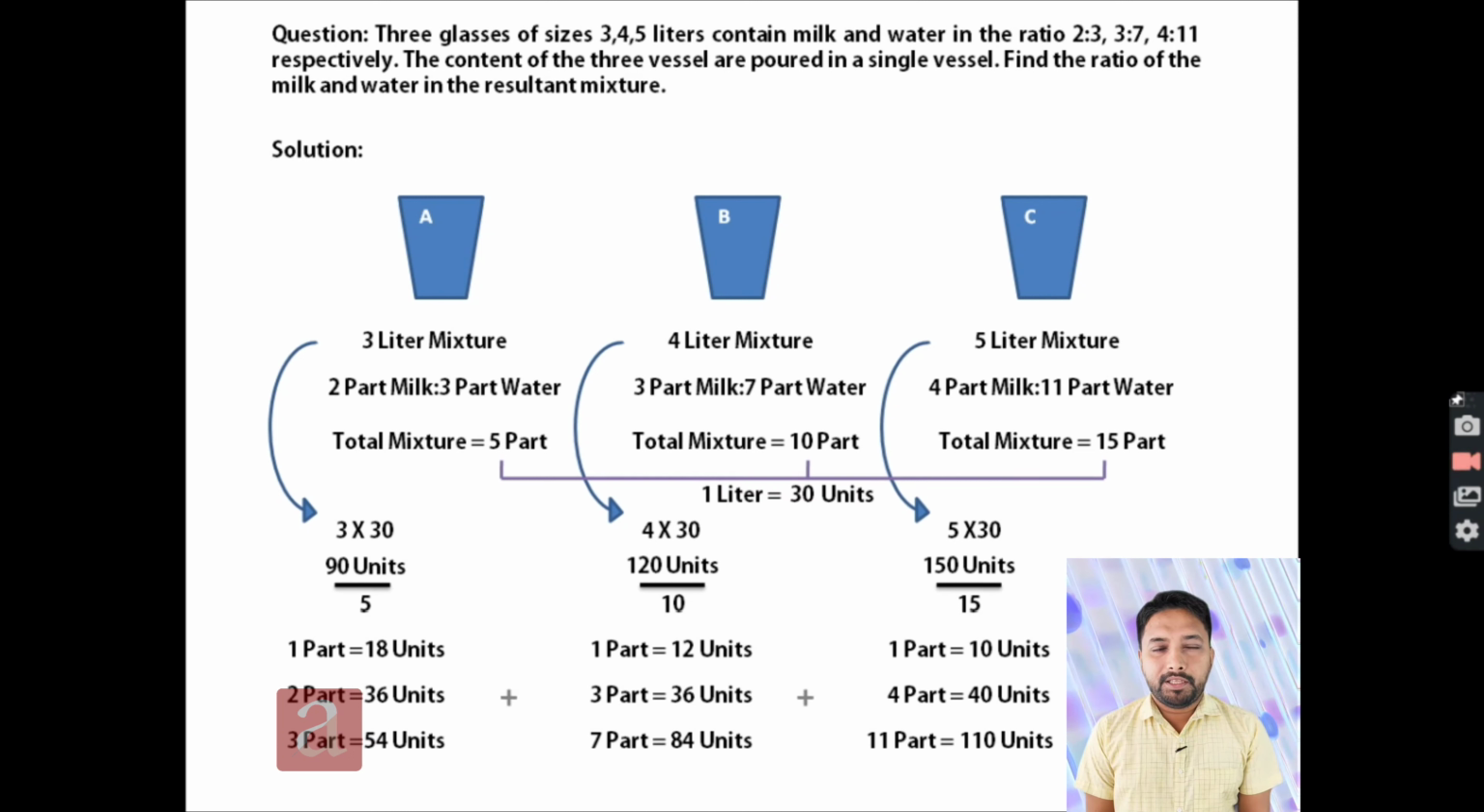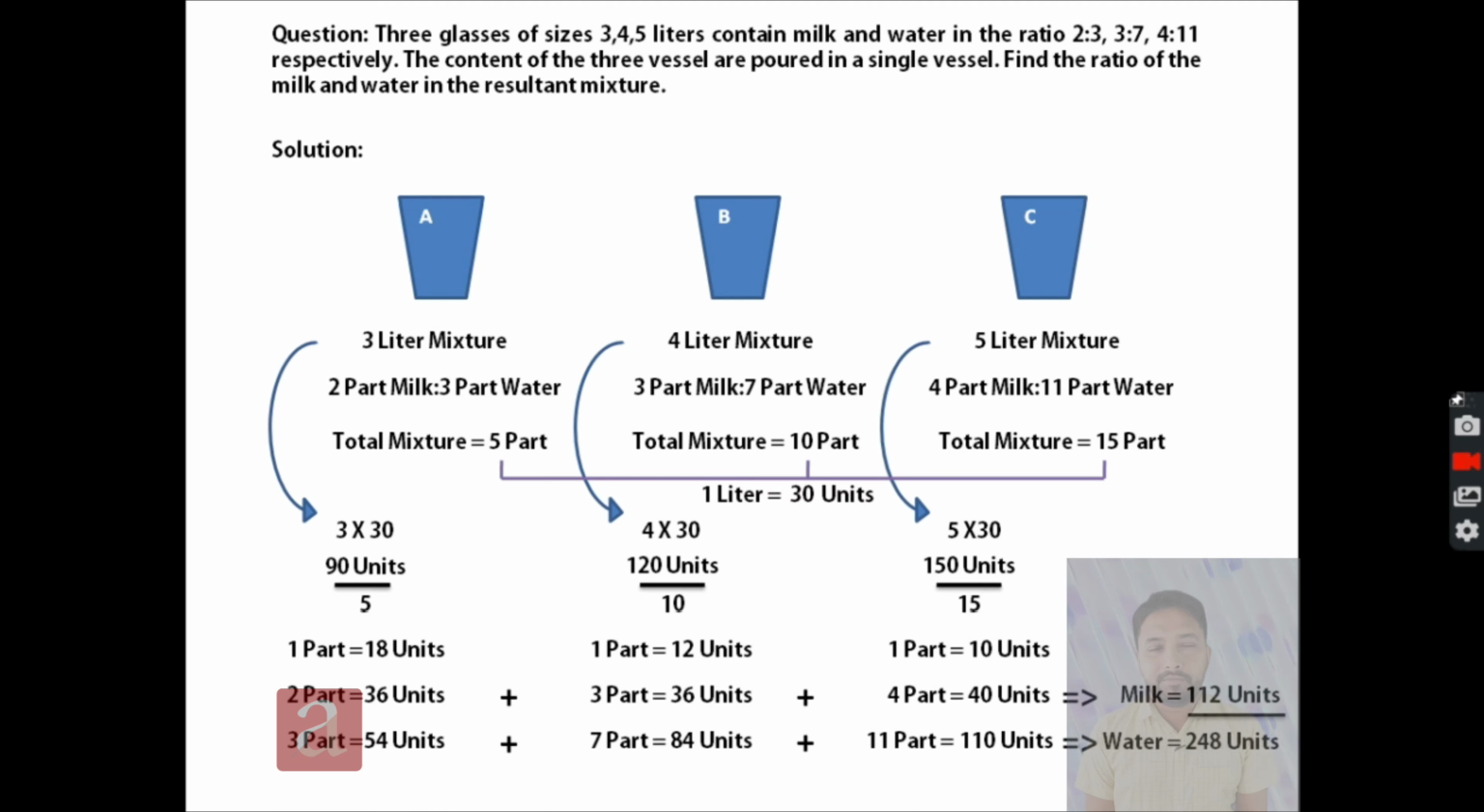So finally, if we add the number of units of milk in the 3 vessel, we get 112 units, and if we add the number of units of water in the 3 vessel, we get 248 units. So the ratio of the milk and water in the final mixture will be 112 divided by 248, or you can simplify this fraction to some smaller one. See, it was very simple.